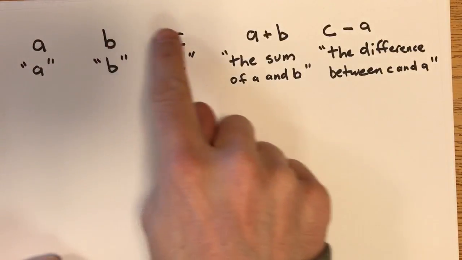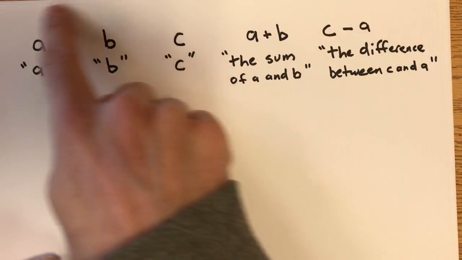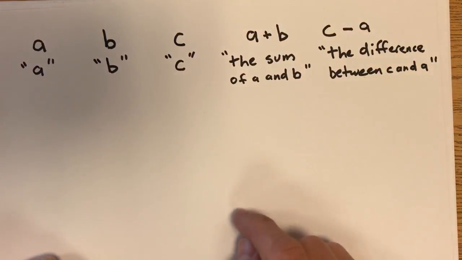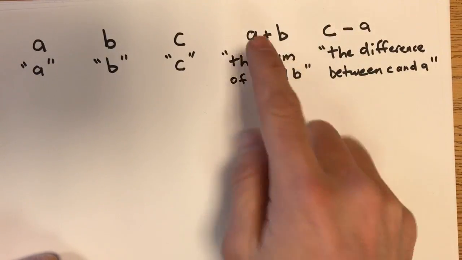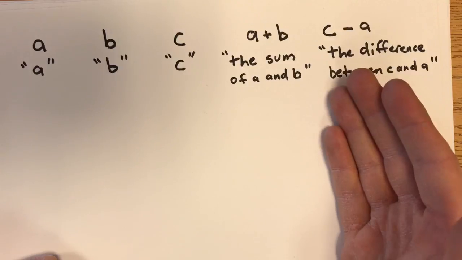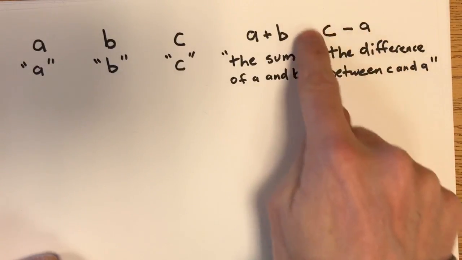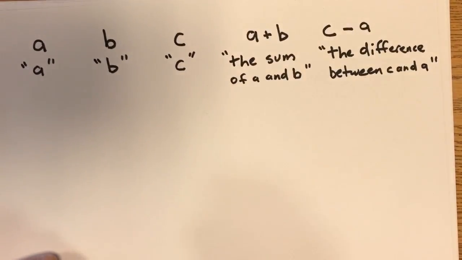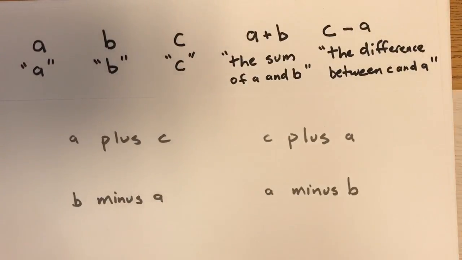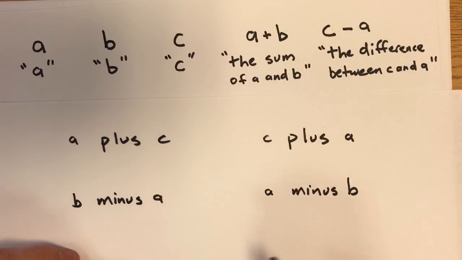We're going to start with these as our building blocks, and we're going to be combining them using addition and subtraction. Now these already have addition and subtraction in them, but that won't matter. We're still going to combine things like this with things like this, using more addition and subtraction. Let's start with some easy examples.